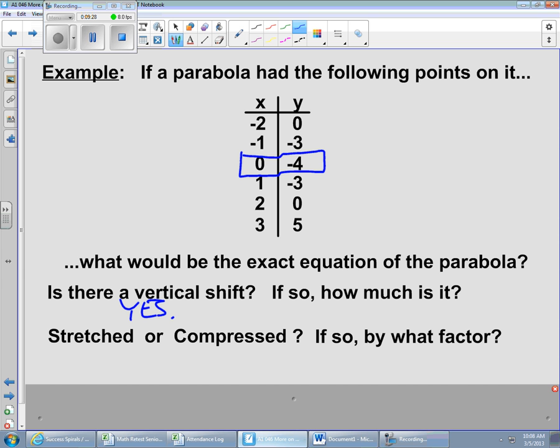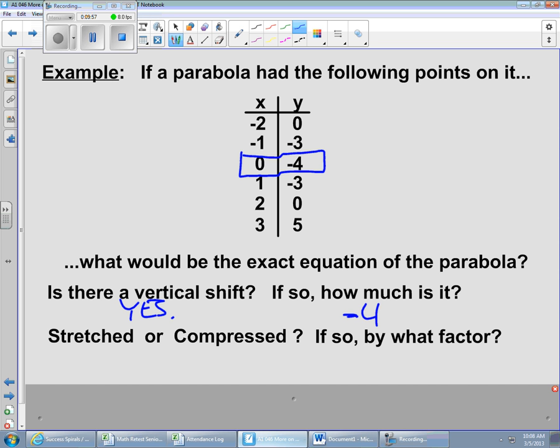If so, which there is, how much is it? How far did this graph miss the origin by? It missed it by 4 units, right? Did it miss it by 4 units above, like a positive 4? Did it miss it by 4 units below? It missed by below. So it's actually a negative 4 vertical shift because it got moved downward.